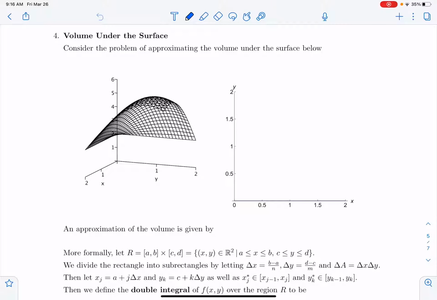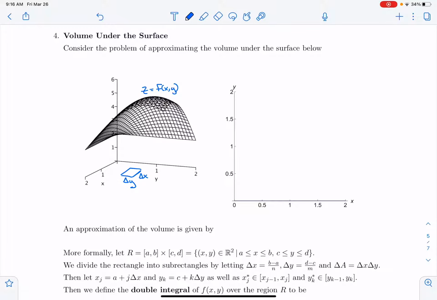Suppose that we wanted to find the volume underneath a surface given by the function z equals f of x, y. Well, one way that we can accomplish this is to take our domain, in this case from 0 to 2 in both x and y, and to chop it up into small rectangles.